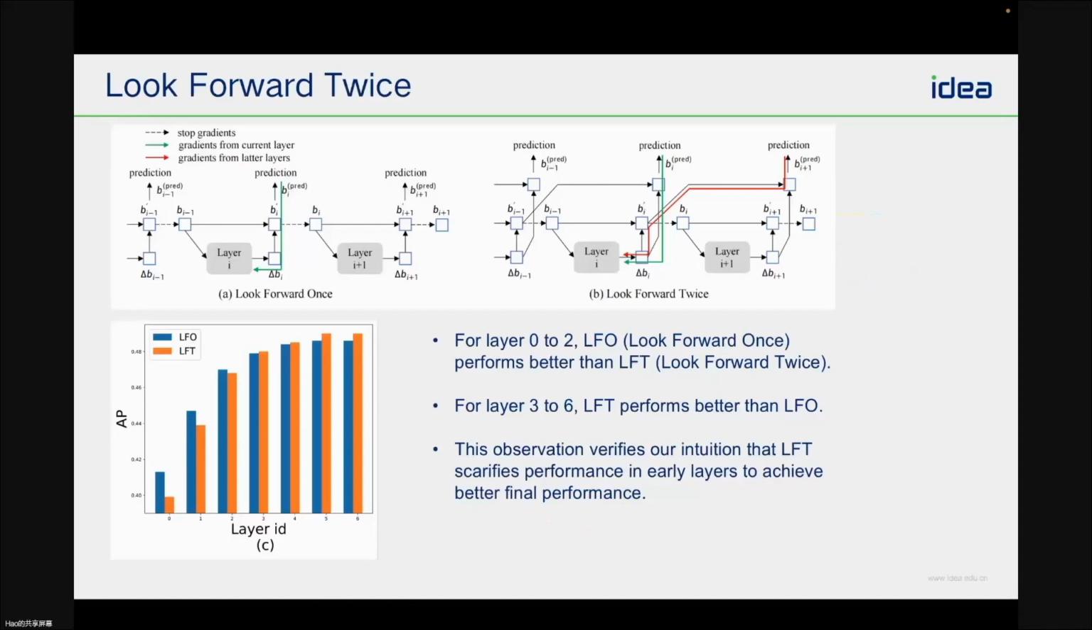We also propose a look forward twice way for box refinement. The original way to refine boxes in Deformable DETR is called look forward once here, in which each decoder layer approximates the ground truth box individually, while trying not to influence its previous layers by stopping gradient. Such a parameter update approach is a greedy way, which cannot obtain the optimum. We propose to only allow layer i to be influenced by gradients from itself and layer i+1. In this figure, we can see that in early layers, look forward once performs better, but in later layers, look forward twice performs better. This observation verifies our intuition that look forward twice sacrifices performance in early layers to achieve better final performance.